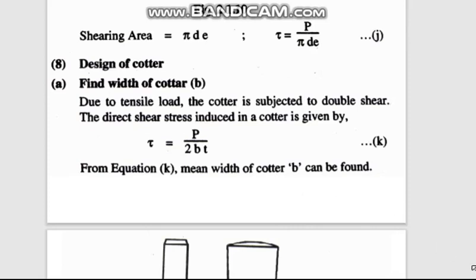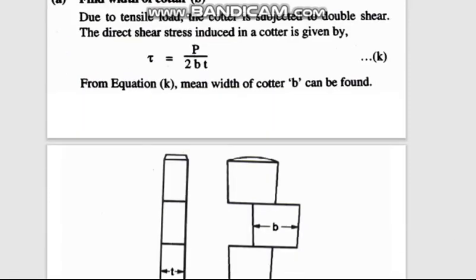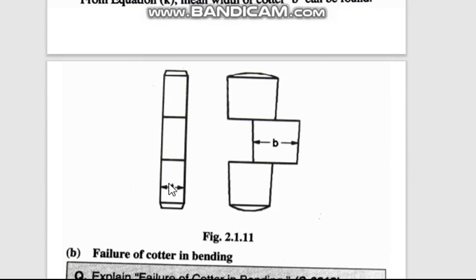See, Cotter is like this. T we have already found out, only B remains. You must be wondering, it is tapering like this. So B we are finding. You see, the lower width is less and the top width is more. So this is the mean width, that means you can say the center. B, when we say it, is the mean width. T we have already found out before, and only B we have to find out. Okay, now it is failing like this.